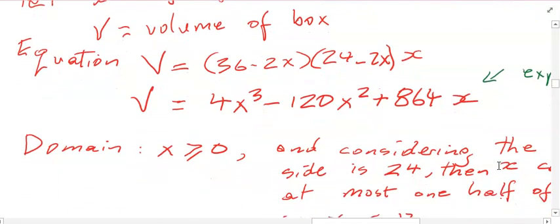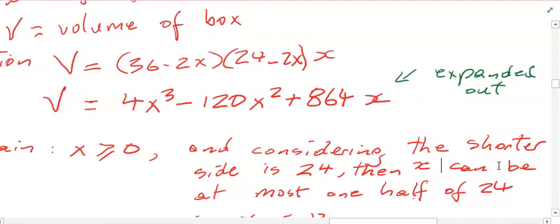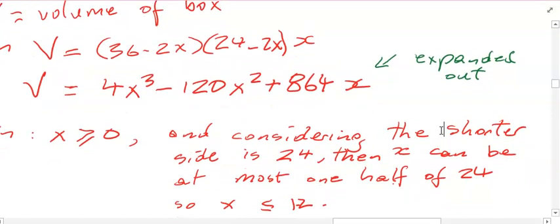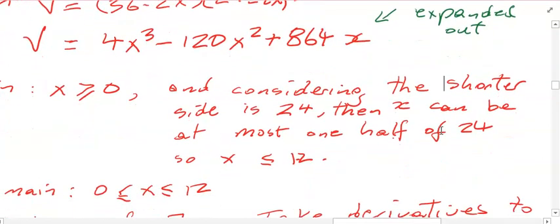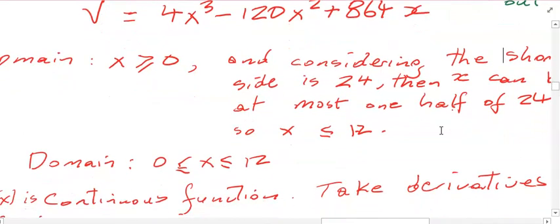Our possible domain there, we want our x to be greater than or equal to 0. And considering the shorter side is 24, then our x can at most be 1/2 of 24. So x is going to be less than or equal to 12. The possible domain, therefore, will be x being between 0 and 12.